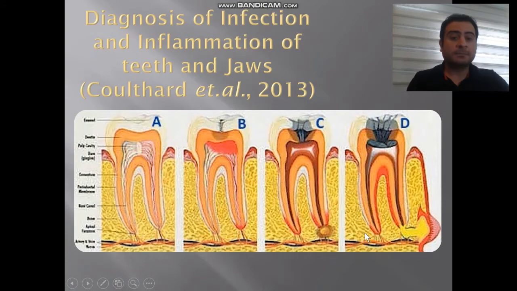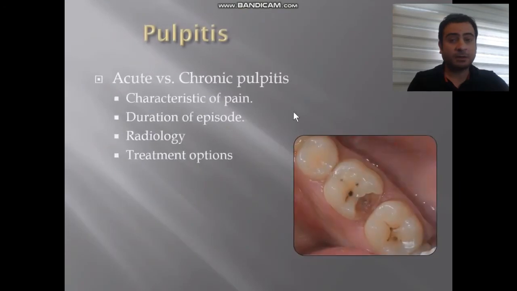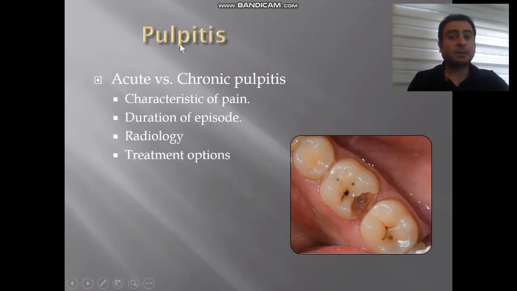Within time, this inflammation within the periodontium might lead to the development of an abscess, and then it will lead to bone resorption and sinus discharge outside the bone. We're going to take this part by part. The first part is the pulpitis. Pulpitis can be either acute or chronic.